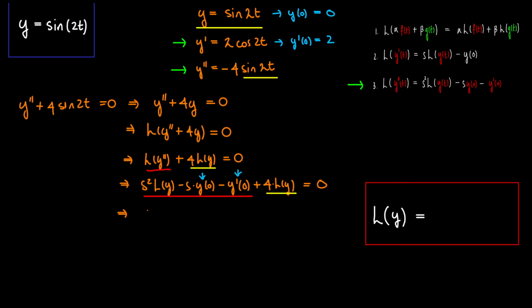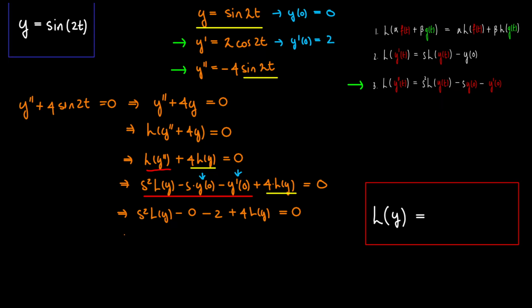Great, so let's plug that in and get s squared times L of y minus 2 times y of 0. So we just get 0 here. I'm just going to put the 0 here because s times 0 is 0. And then minus y prime of 0, which we just said was 2. And then I add 4 times L of y. And this is just equal to 0.